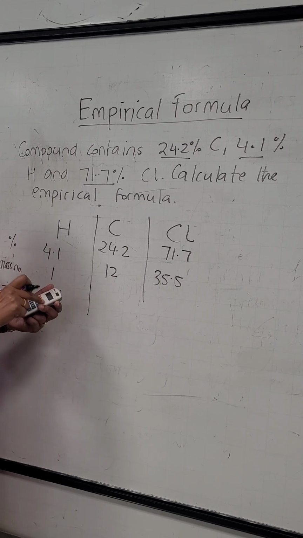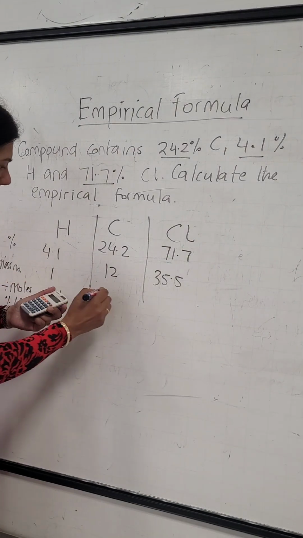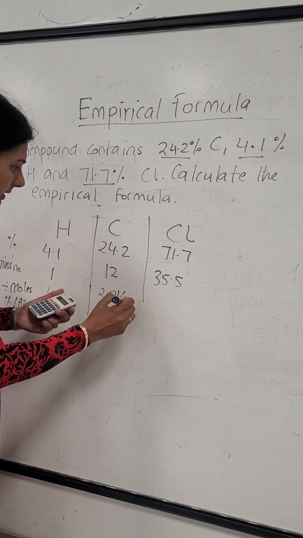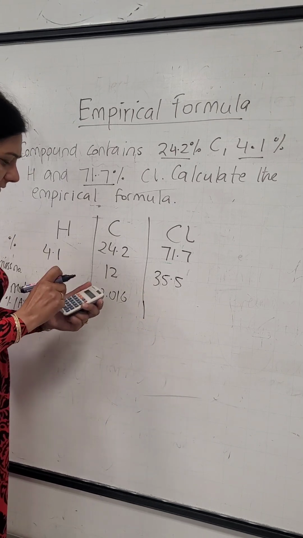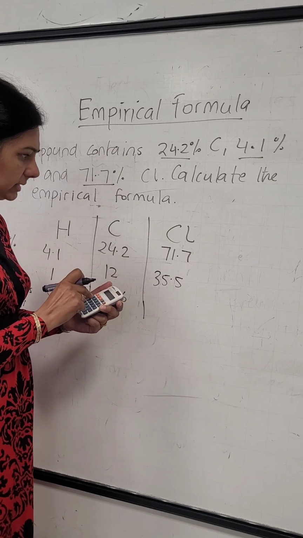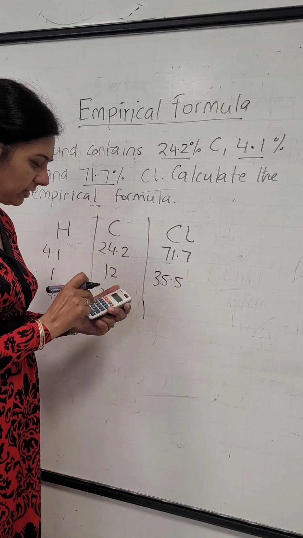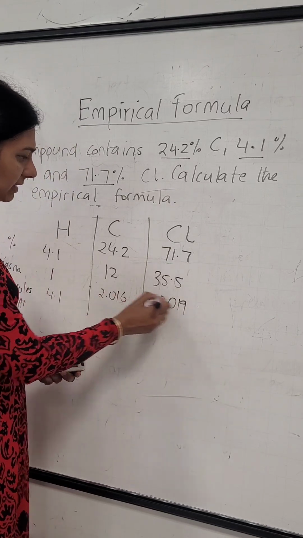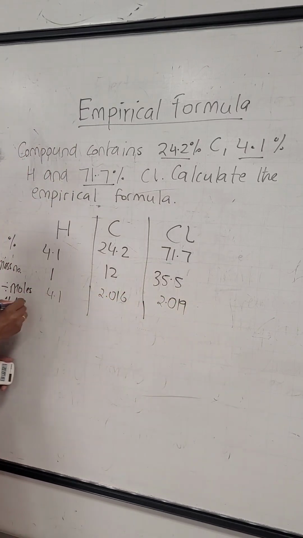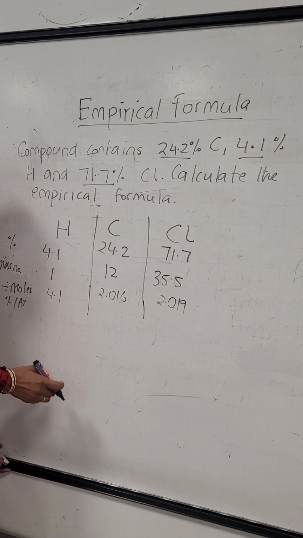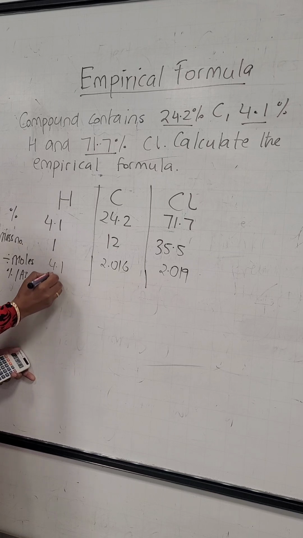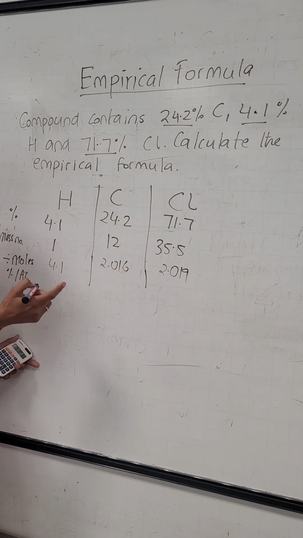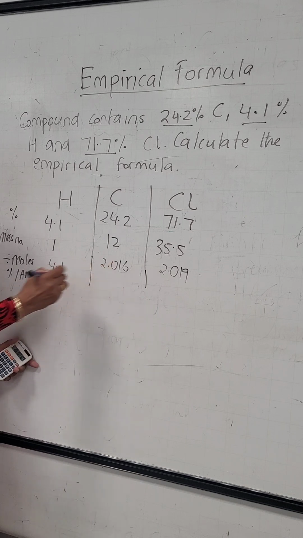For the second one, 24.2 divided by 12 gives me roughly 2.016. And for the final one, 71.7 divided by 35.5 gives me 2.019. Now we can't have fractions of an atom, so we round them. Next, you need to look at the ratios and divide by the smallest number.